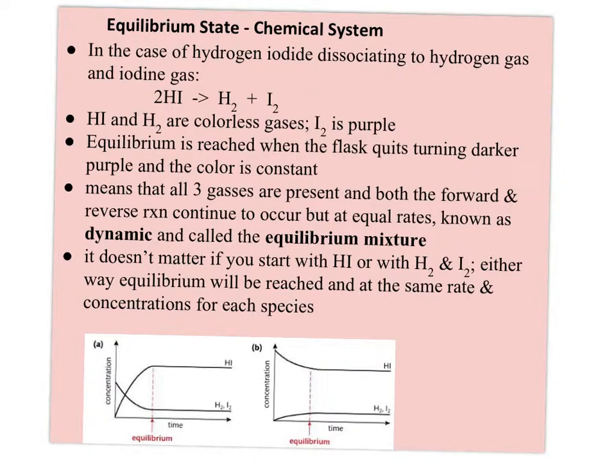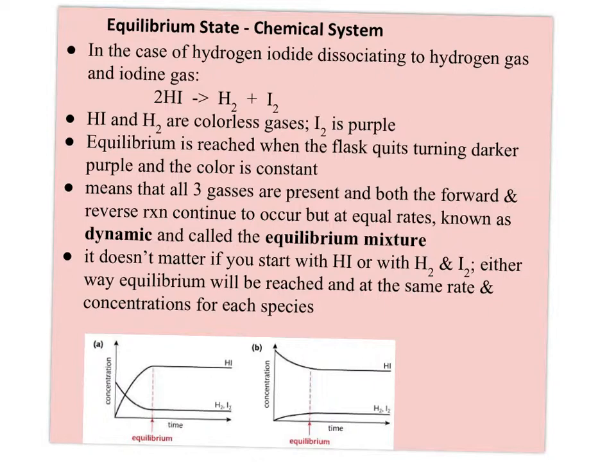So this is called a dynamic equilibrium and an equilibrium mixture. Dynamic meaning there's still change going on, but the net change is zero, so we can't detect the change. Macroscopically, we don't see a change, but if we could see it microscopically, there are changes going on.